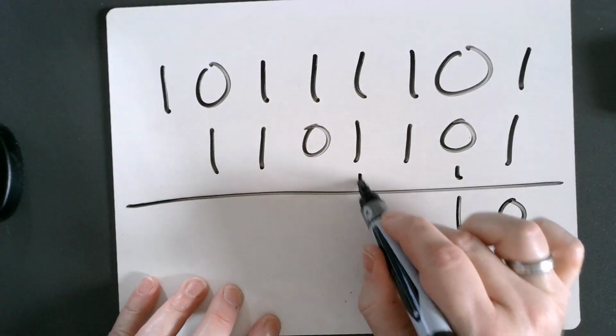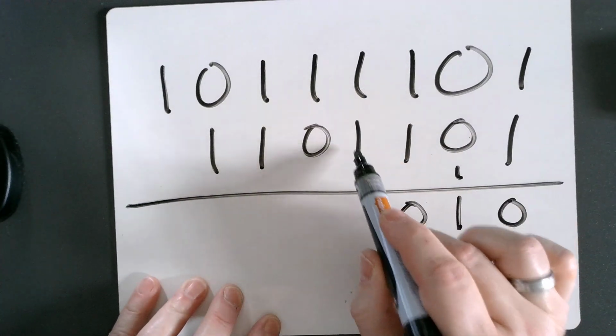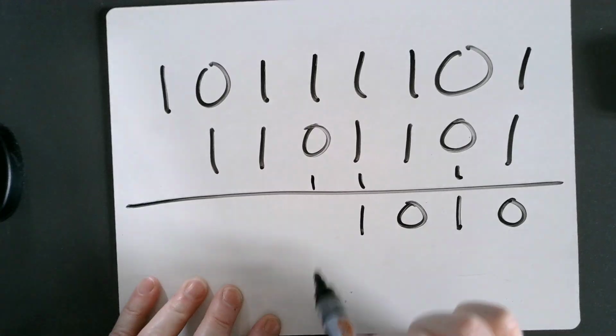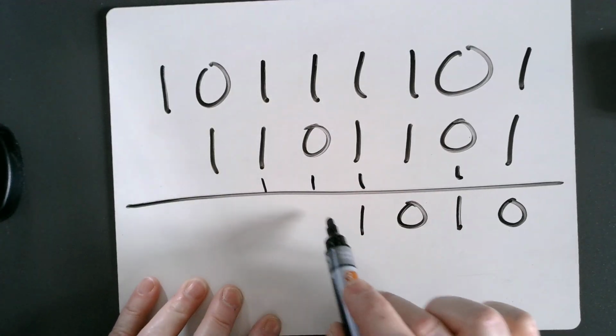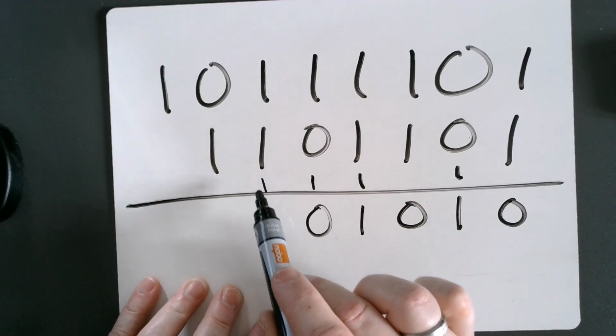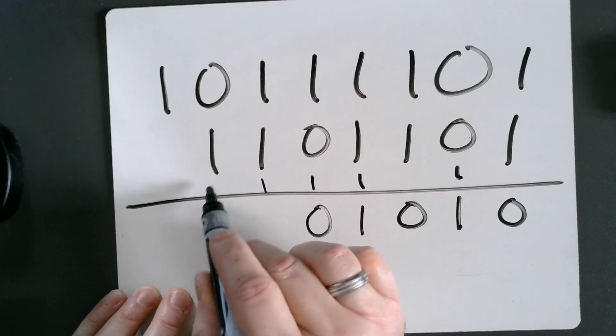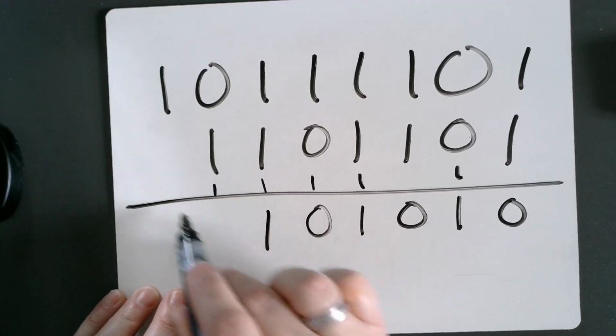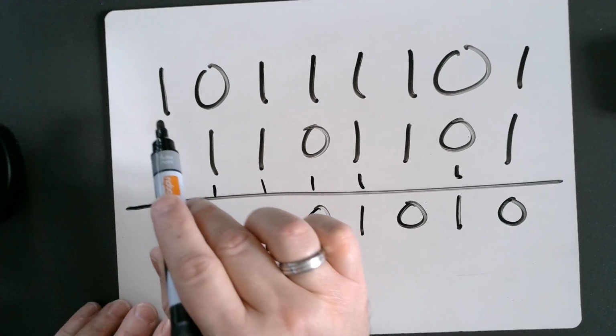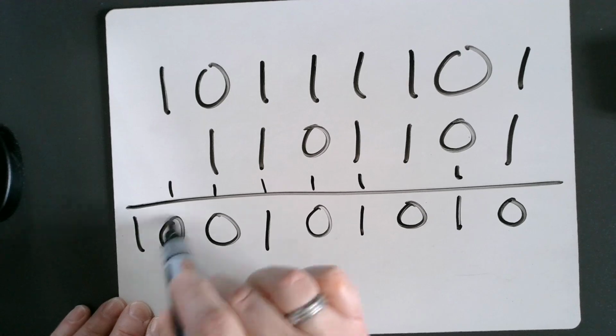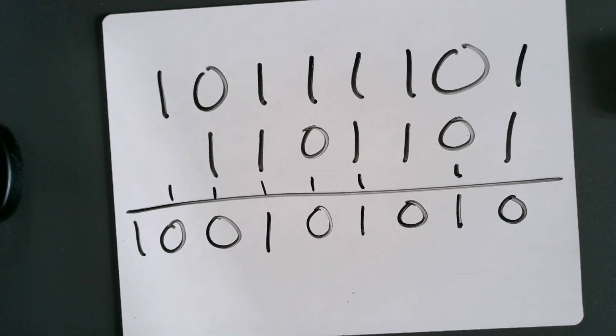1 plus 1 is 10. 1 plus 1 plus 1 is 11. 1 plus 1 is 10. 1 plus 1 plus 1 is 11. 1 plus 1 is 10. 1 plus 1 is 10. So there's the answer to that.